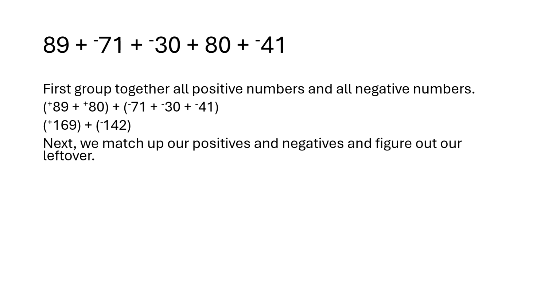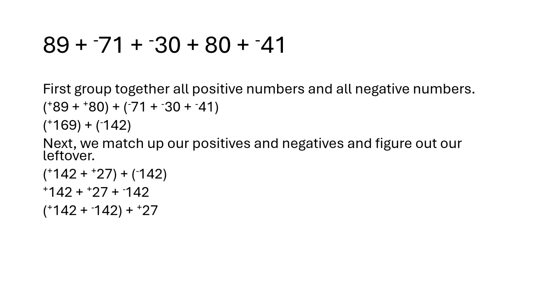And then we'll match where we can cancel one of them out. So match up our positives and negatives and figure out the leftover. And so with 142 negatives, it is possible to match 142 positives with that. And then it looks like we have 27 left over from that. And so we undo the parentheses, and then we will regroup in this next step.